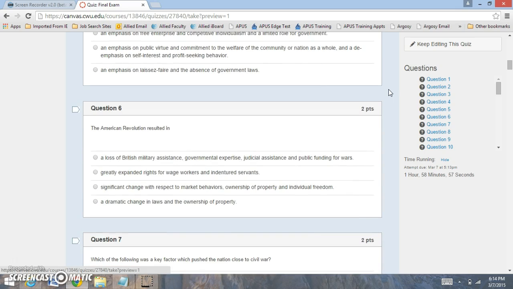Look at the American Revolution. The American Revolution resulted in different changes to our behavior, property, freedom. Changes that resulted.